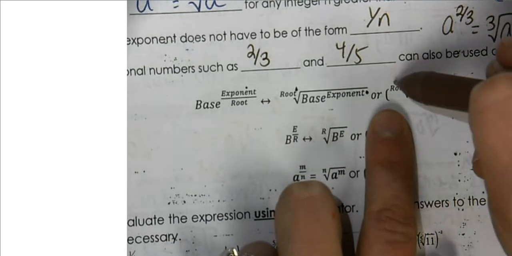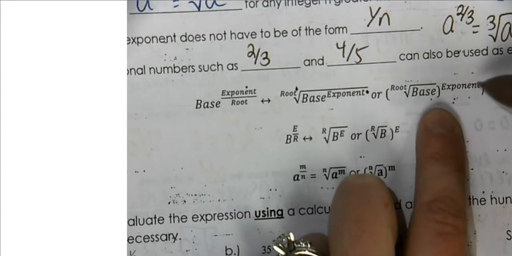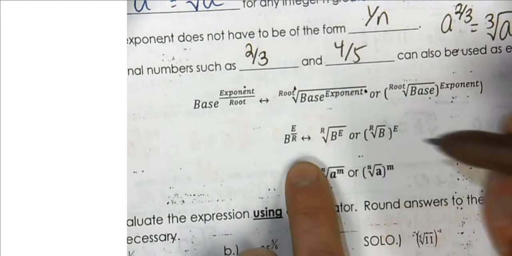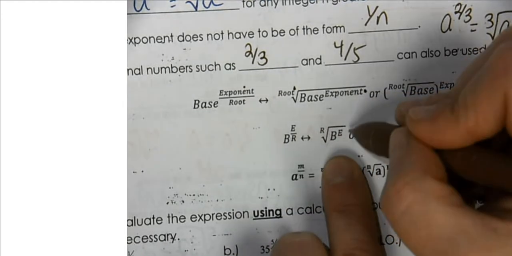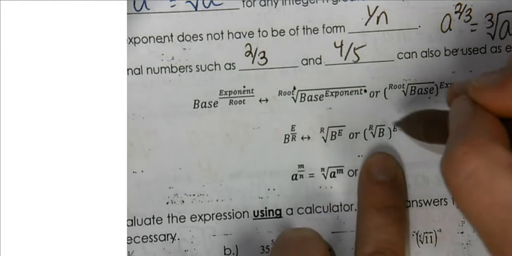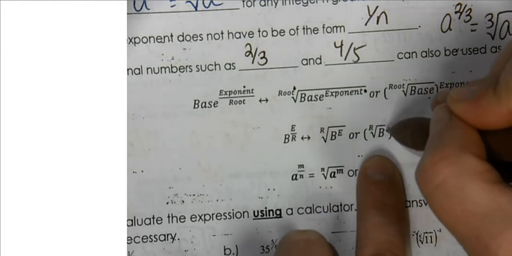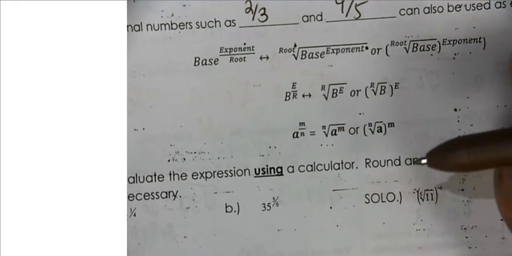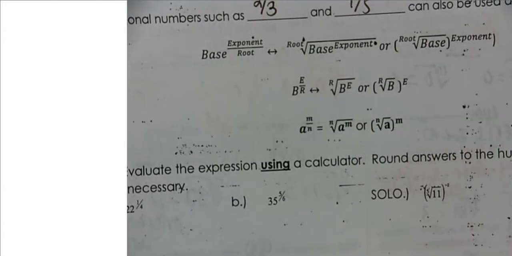You might also see it with a bunch of parentheses. You might see that you're taking the root of your base, and then you'll have an exponent on the outside of a set of parentheses. So you might see the base b raised to the exponent e divided by the root r is equal to the rth root of b to the e power, or you might see it as the rth root of b, raised to the e power. In letters, a raised to the m over nth power, where n is your root, is the nth root of a to the mth, or you might see it with a bunch of parentheses.